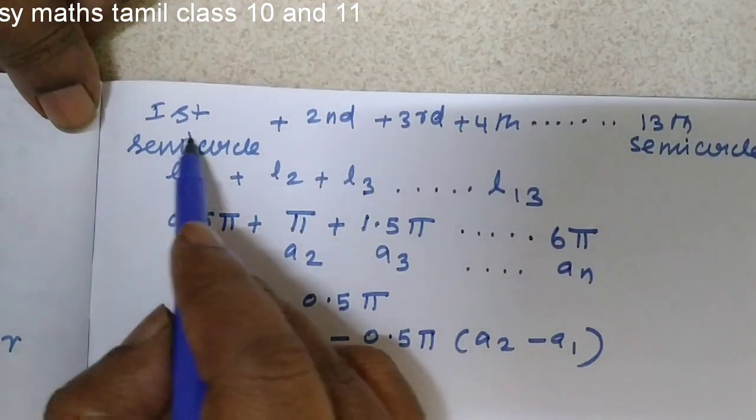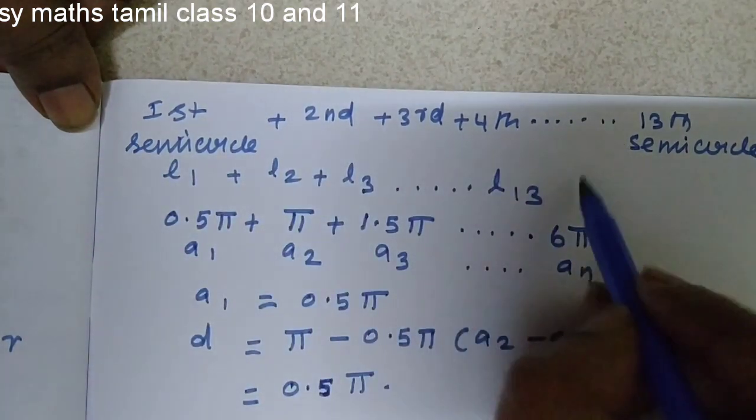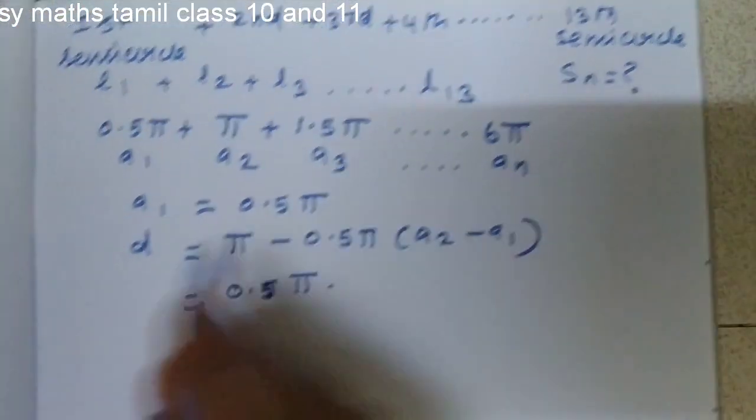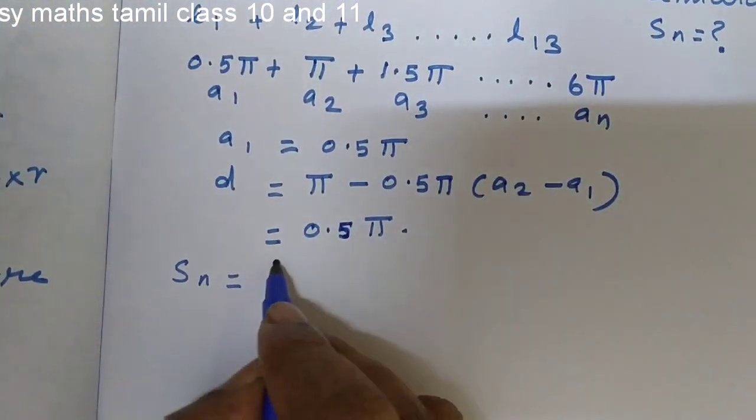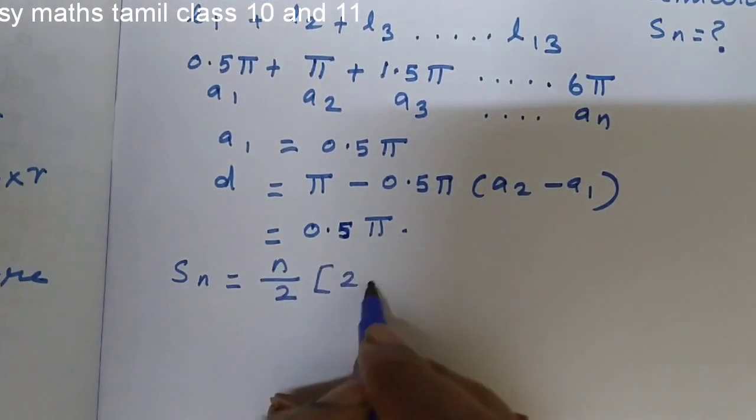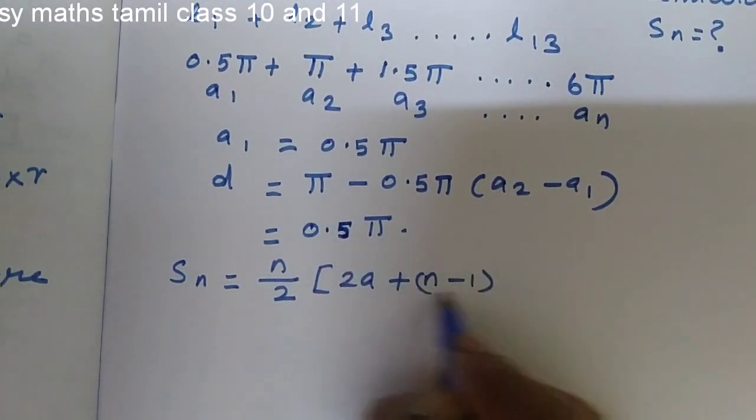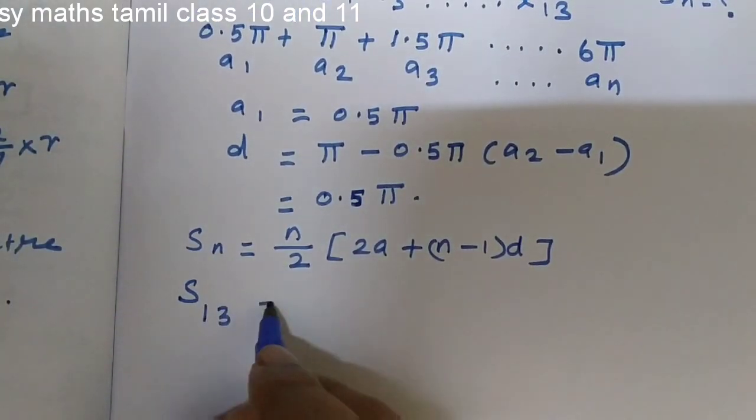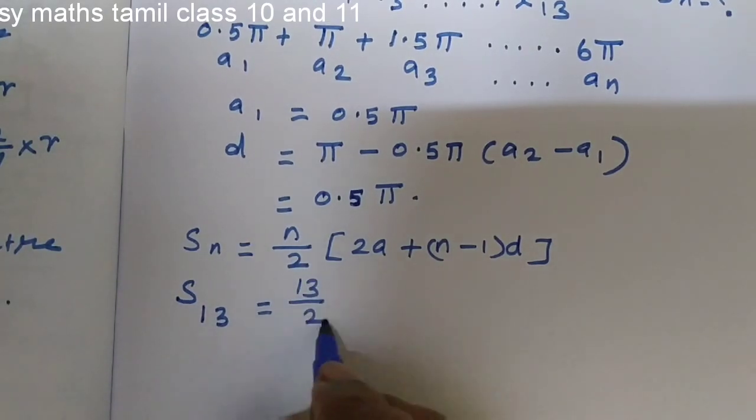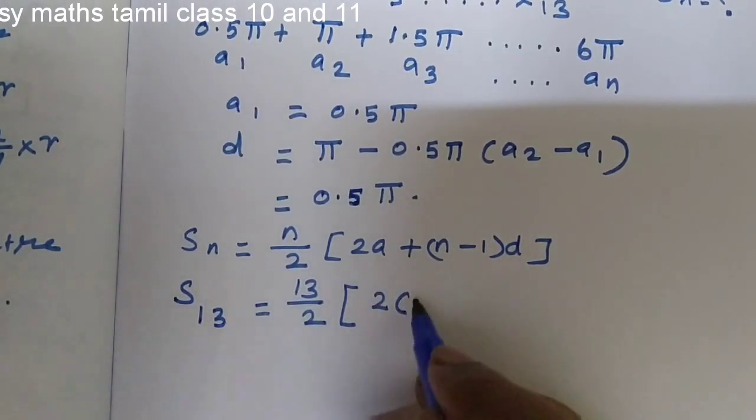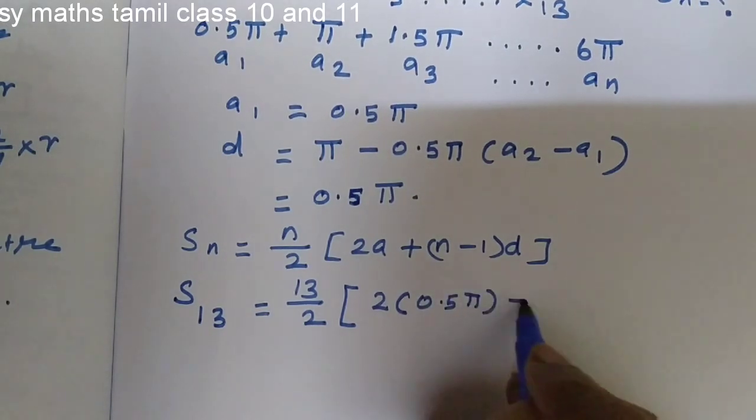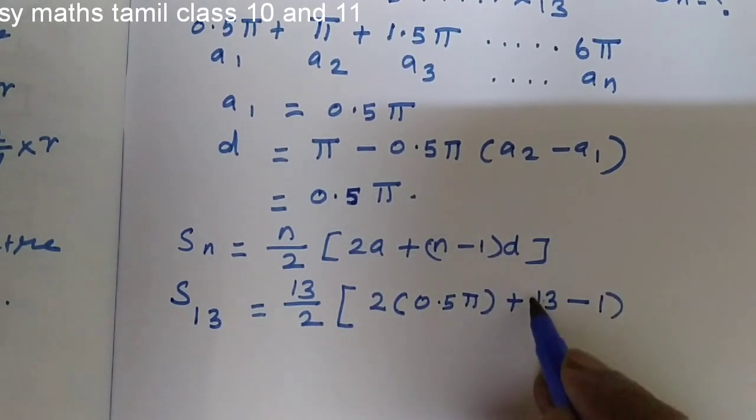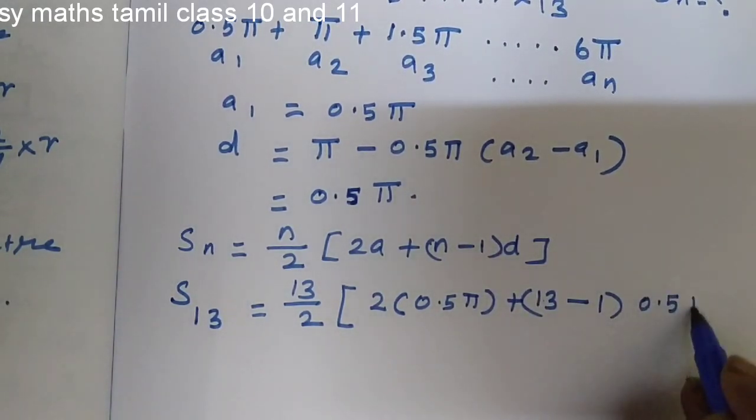Now we have to find the total length. Total length means what we should calculate? Sn. We should calculate Sn. The formula to find Sn is n by 2 into 2a plus n minus 1 into d. Here totally 13 semicircles are there. So 13 by 2, the n value is 13, 2 into a is 0.5 pi plus, n value is 13 minus 1, into the value of d, 0.5 pi.